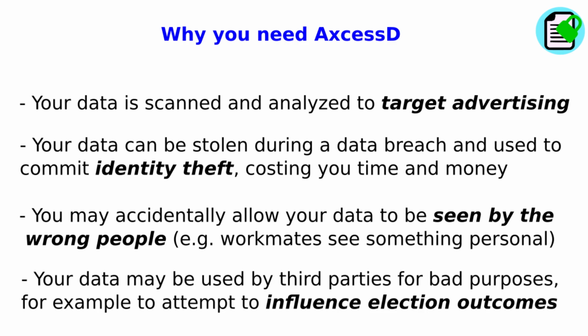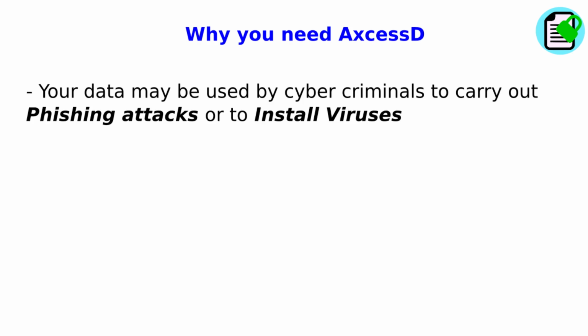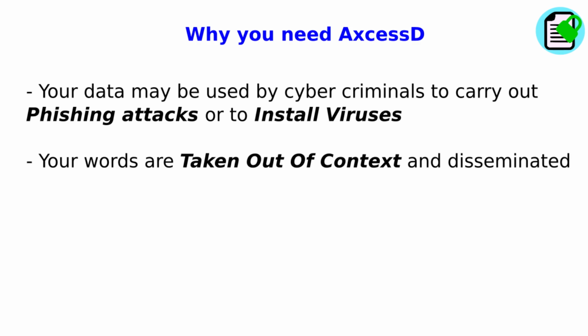Your data can also be used by third parties in bad ways. For example, we have recently seen that social media data has been used to try to influence elections. More examples of data misuse include cyber criminals impersonating you and your friends in order to carry out phishing attacks and to install viruses. With the current proliferation of misinformation and propaganda on the internet, your words could be taken out of context and then disseminated.